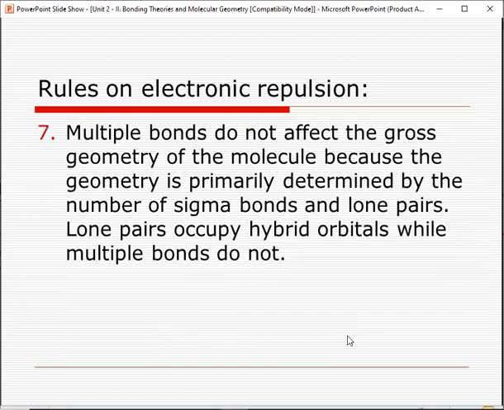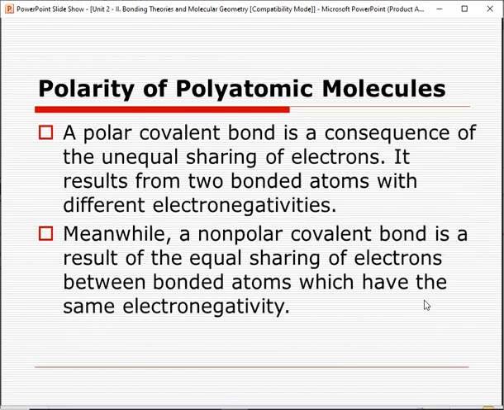Next, the multiple bonds do not affect the gross geometry of the molecule because the geometry is primarily determined by the number of sigma bonds and lone pairs. Lone pairs occupy hybrid orbitals while multiple bonds do not. Okay, we will go to the polarity of polyatomic molecules.